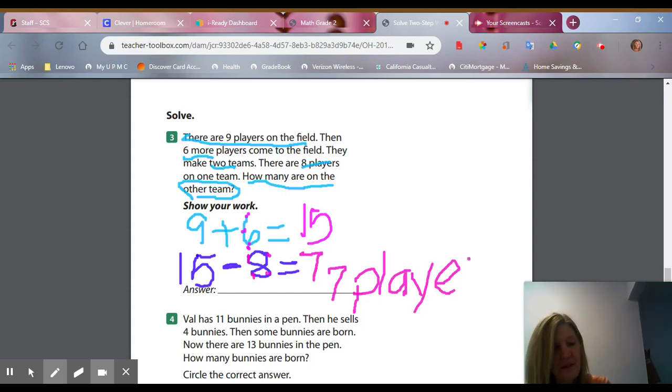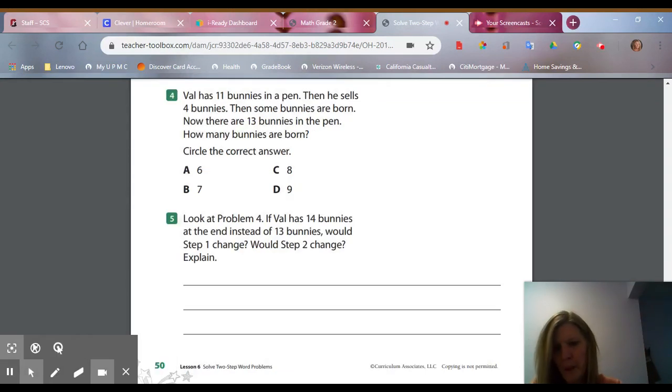If your writing's not mine, I'll give you a couple seconds. Write down number 4. Val has 11 bunnies in a pen. Then he sells 4 bunnies. Then some bunnies are born. Now there's 13 in the pen. How many bunnies are born?